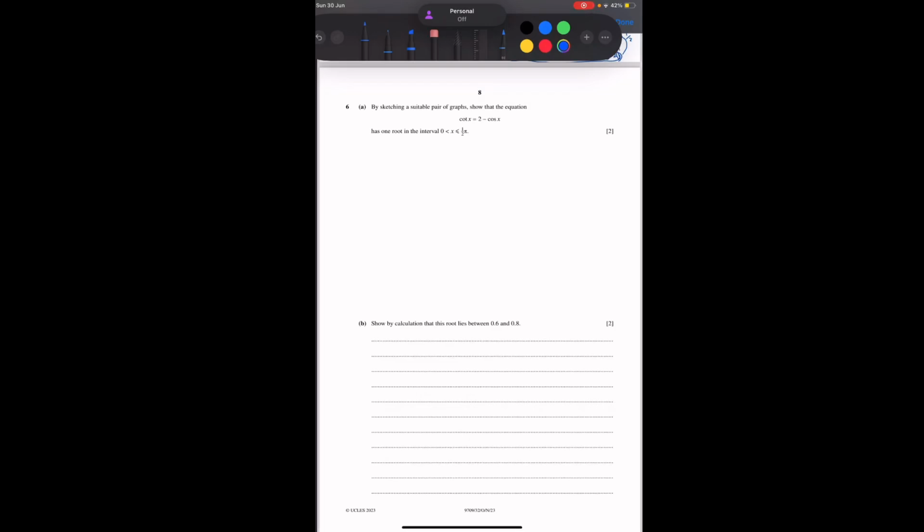Moving on to question number 6, part A. By sketching a suitable pair of graphs, show that the equation cot x equals 2 minus cos x has one root in the interval x from 0 to half pi, and 0 is not included.